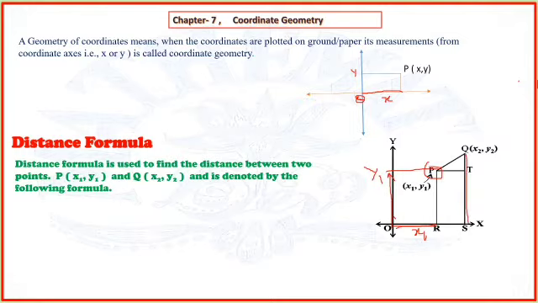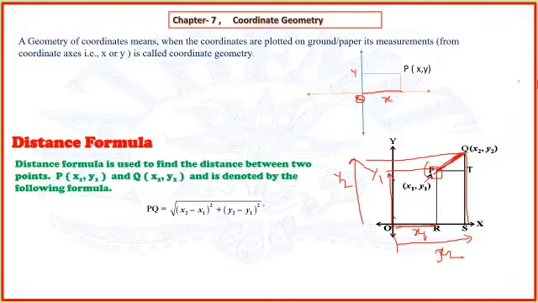Similarly, for this point from the origin, this is x2 and this distance is y2. So this distance PQ is what we are going to find out. That distance is given by the difference between the x coordinates squared, plus the difference between the y coordinates squared, and the square root of the whole sum.